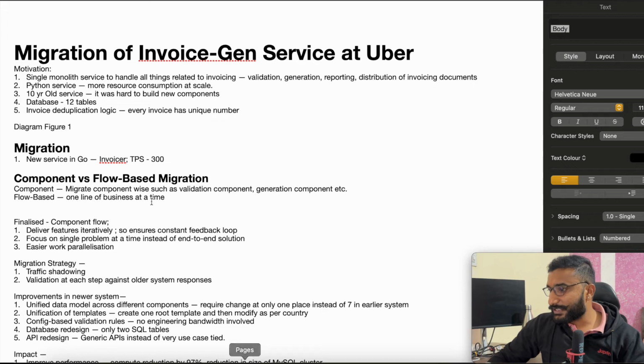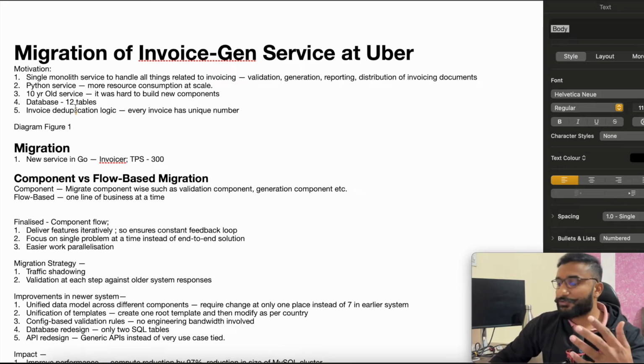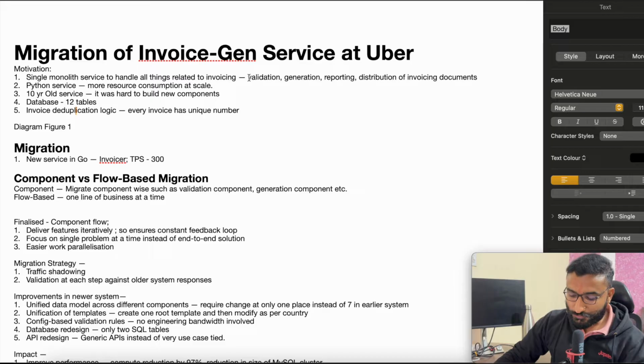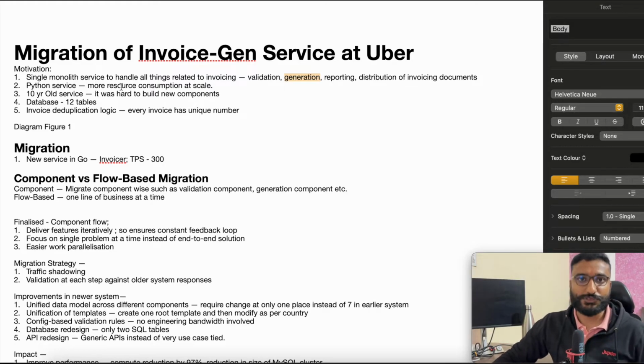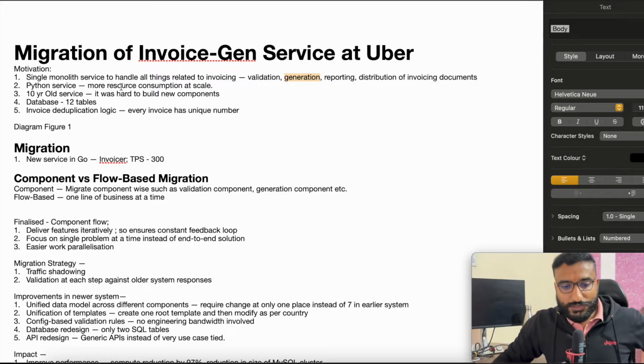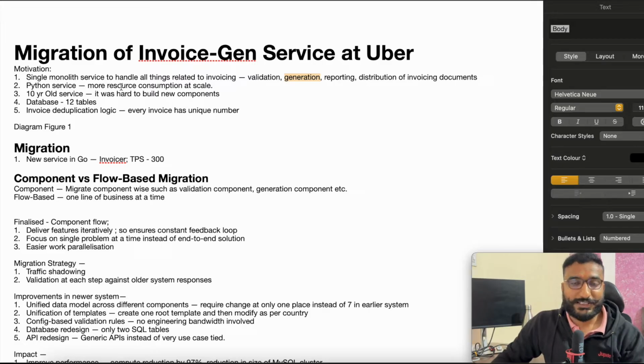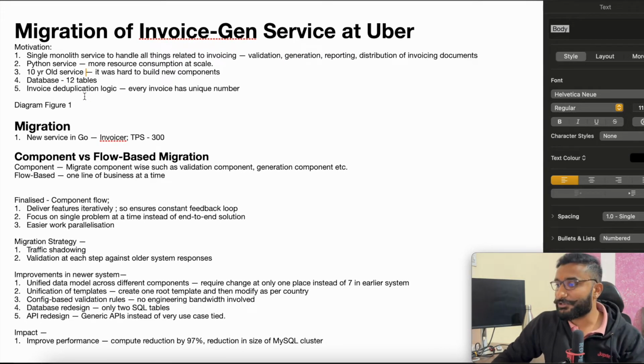So let's quickly cover what the motivation was. We already discussed the single monolithic service which is handling all the things. If we want to make it more modular, let's say validation, generation-specific logic, distribution of invoice documents. It was a Python service, so there was more resource consumption. We will talk about how the new architecture helped them reduce 90% of their compute resources, 97% in fact. So it's quite huge, right.